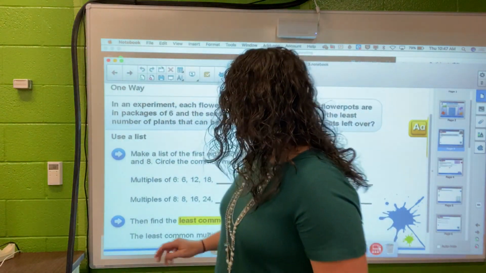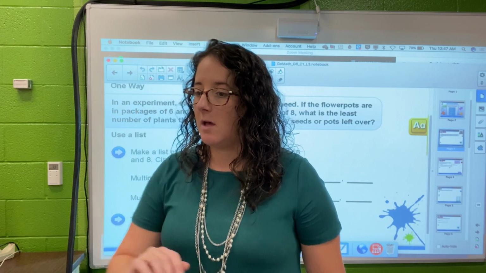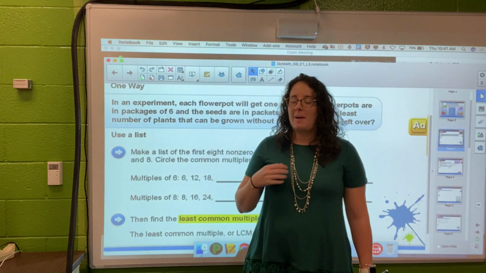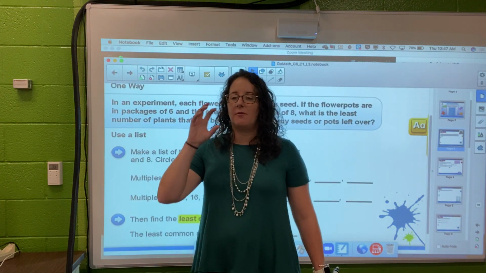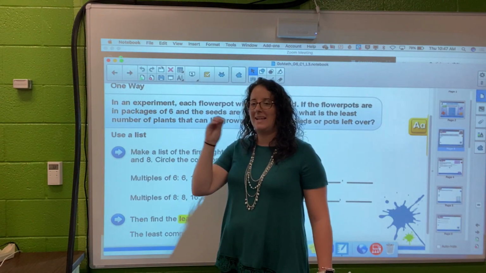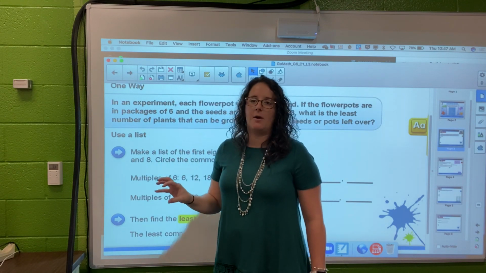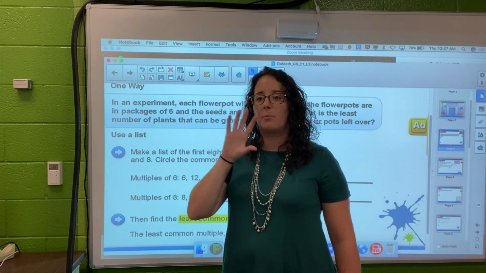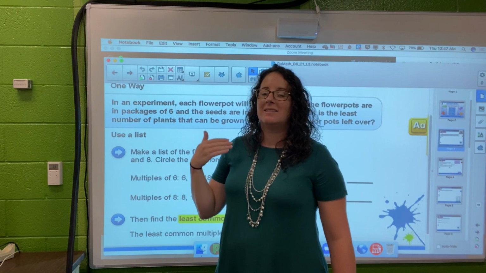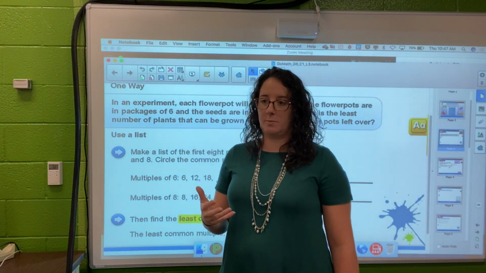All right, so yesterday we were talking about prime factorization. And when you're talking about factorization, you are taking the factors of a number, so those numbers that you multiply together to get that bigger number, and we were breaking it all the way down till we got to just prime numbers. Today, we are talking about least common multiple.